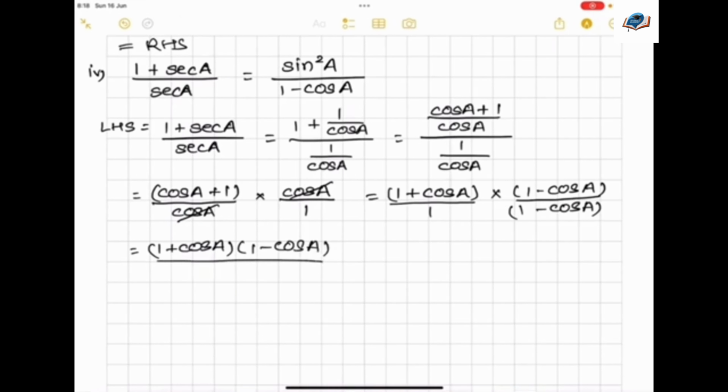So see, denominator of RHS I got. Now this will be 1 square minus cos square A, so 1 minus cos square A upon 1 minus cos A. So 1 minus cos square will be sin square. So that will be equal to sin square A upon 1 minus cos A. So I got RHS.